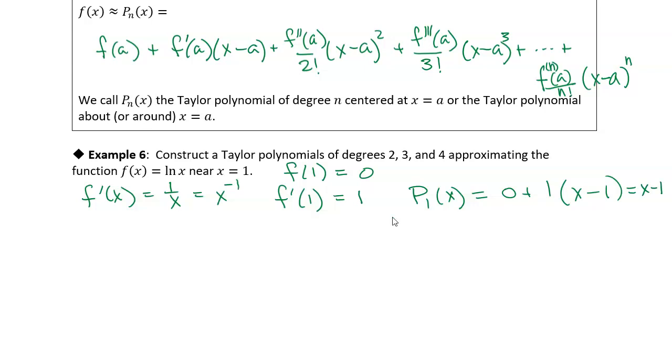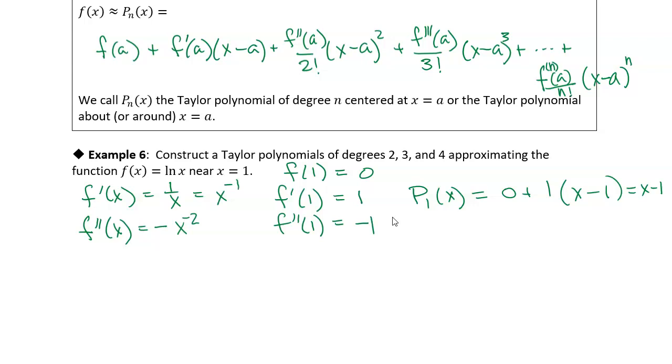All right, so let's go on and find the second degree polynomial. All right, that's the one they actually asked for. So we can take the derivative of the derivative. So I'm going to just use the power rule and apply it to x to the minus 1. So I'm going to end up with minus x to the minus 2. All right. The value of the second derivative at 1 is going to be minus 1.